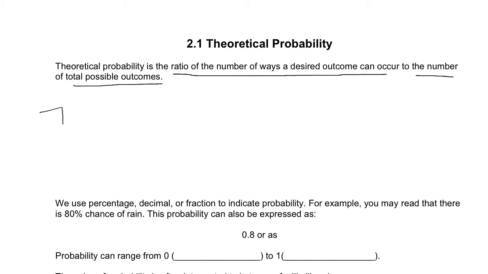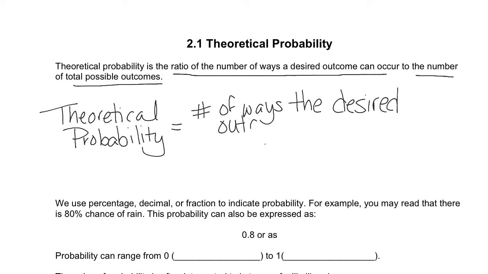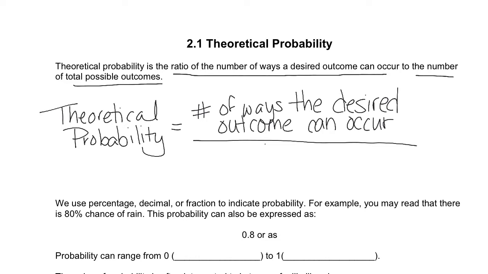because that's how we're going to take a look at it. So, theoretical probability is equal to the number of ways the desired outcome can occur. So, what we want, divided by the total number of outcomes.